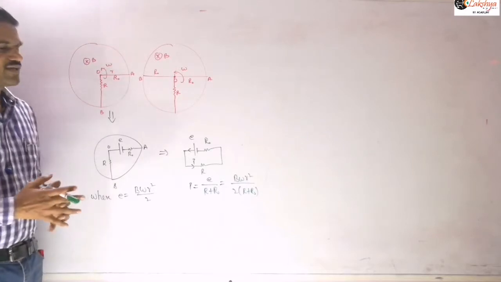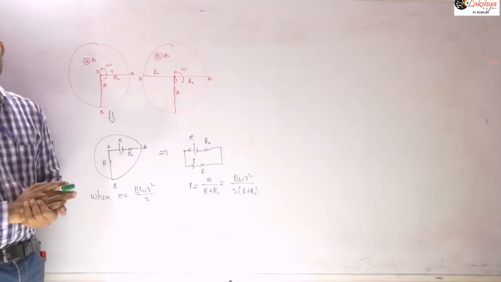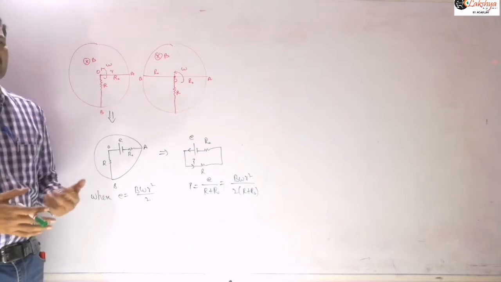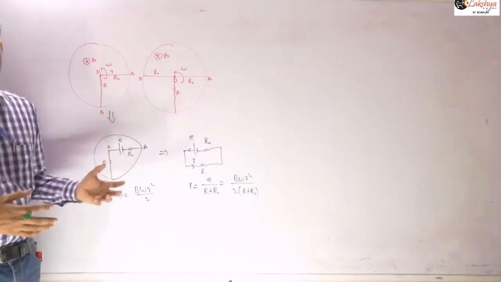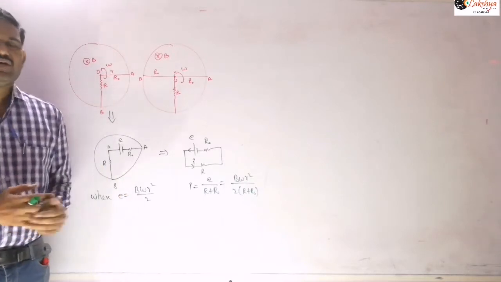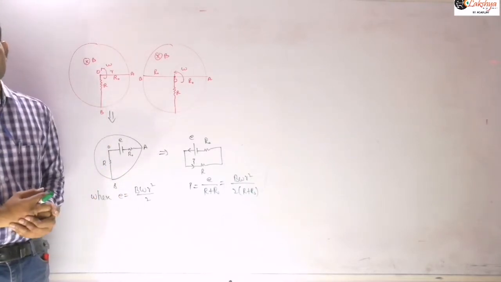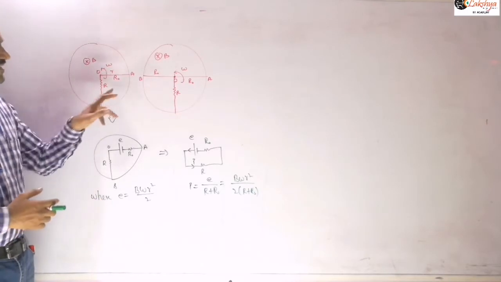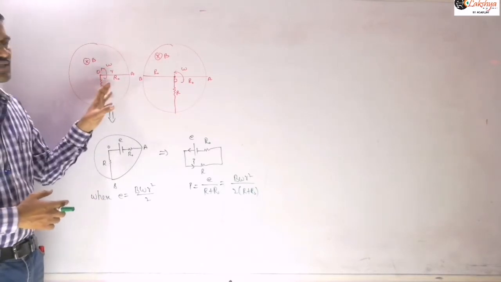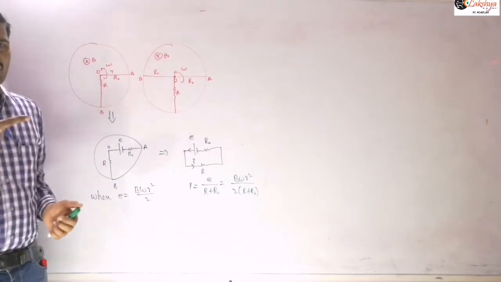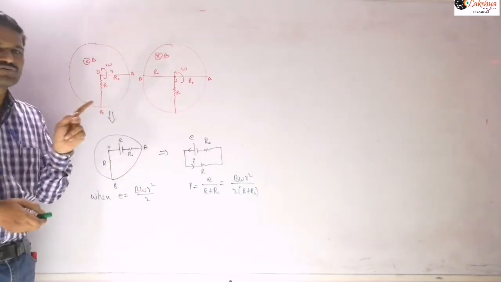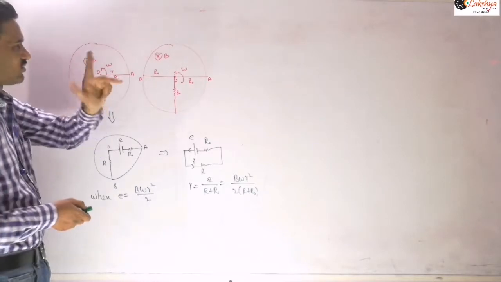And sometimes they will ask, if it is rotating in a horizontal plane, what is the force required to maintain that omega constant? Is it clear? If it is rotating with a constant angular velocity, then what is the force required to maintain the constant angular velocity? Because of this current, a magnetic force will act on this. And now the direction of this magnetic force we can identify by using the left hand rule.